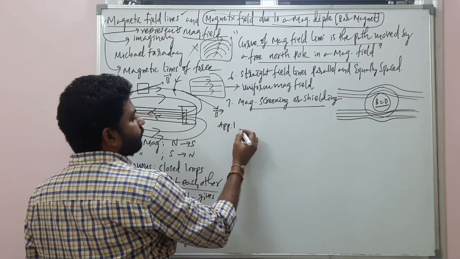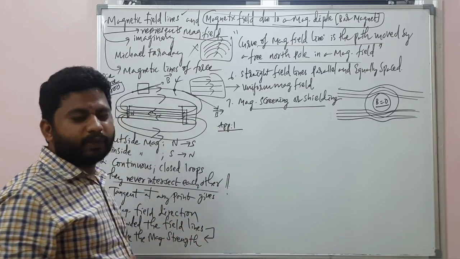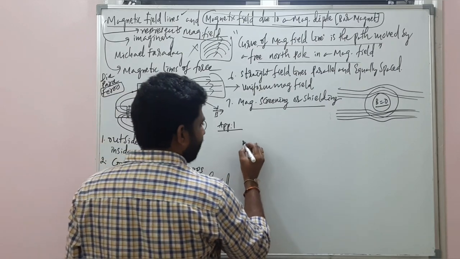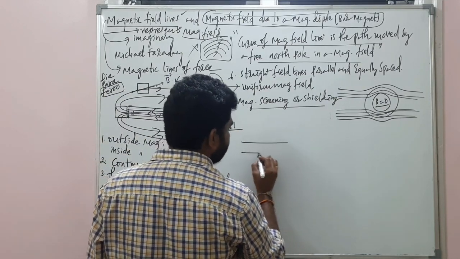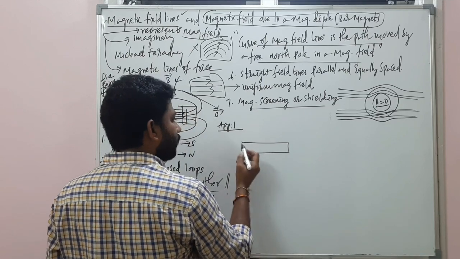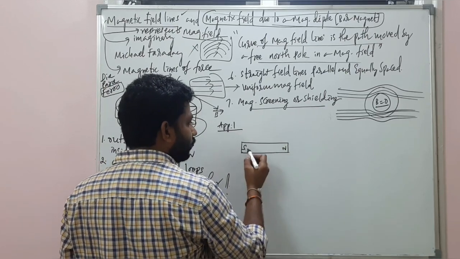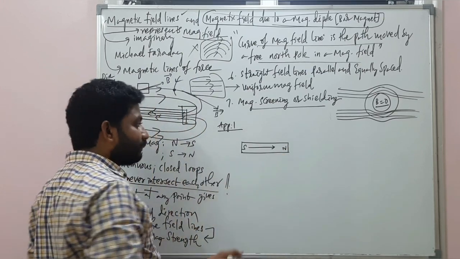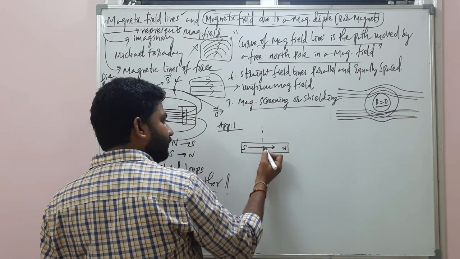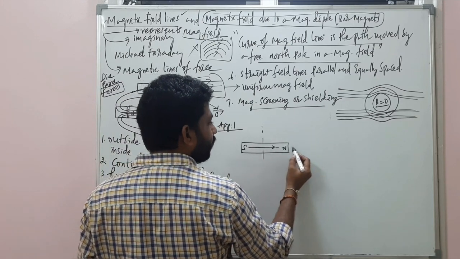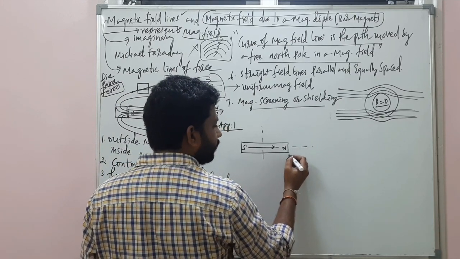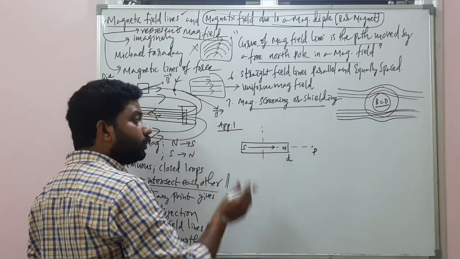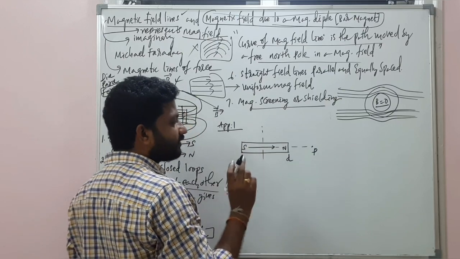First application. We are not going to derive the electric field due to a dipole, you know. There is a bar magnet here, having a south pole and a north pole. This is the direction of the magnetic moment, okay? And it's the midpoint here. From the midpoint, at a distance called d, there is a point P placed here. At this point P, what is the magnetic field?